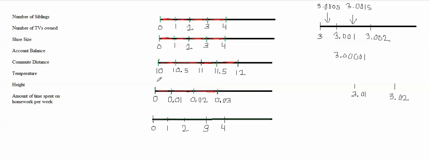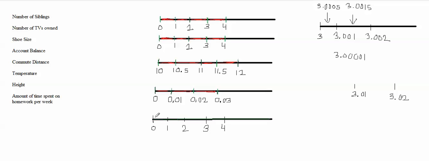So the word discrete means broken up into pieces or separated. So here, the possible values are separated from each other, which is why we say that it's a discrete variable. Since the possible account balances are separated, account balance is a discrete variable. Since the possible shoe sizes are separated, shoe size is a discrete variable, and the number of TVs and the number of siblings also have these possible values that are separated from each other, because only whole numbers are possible.